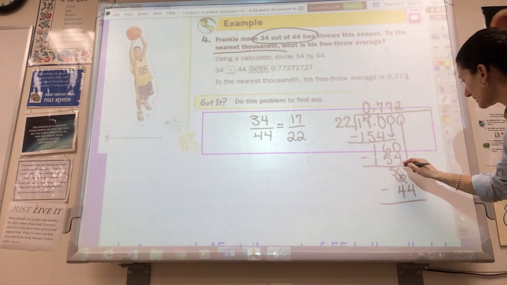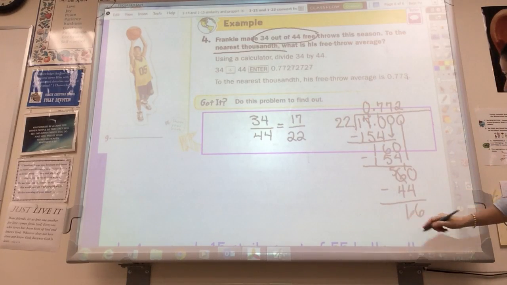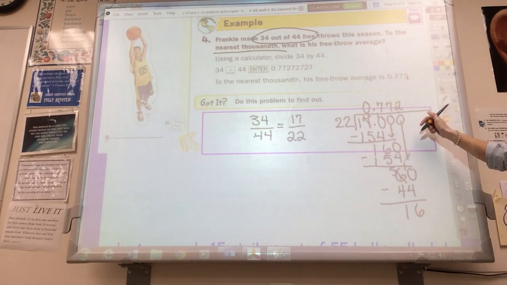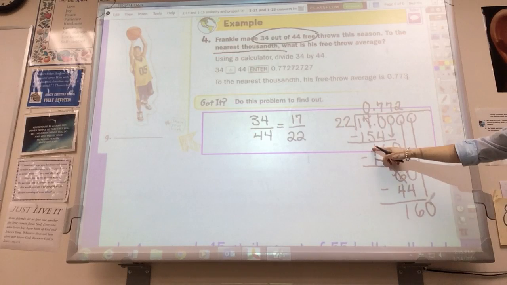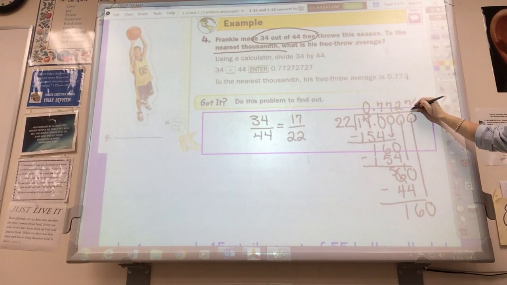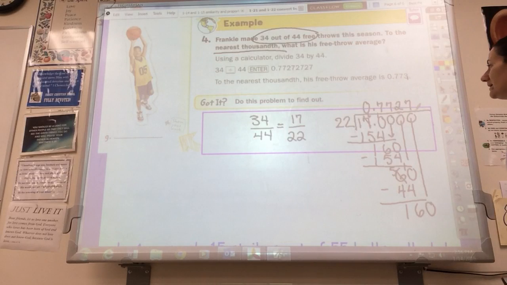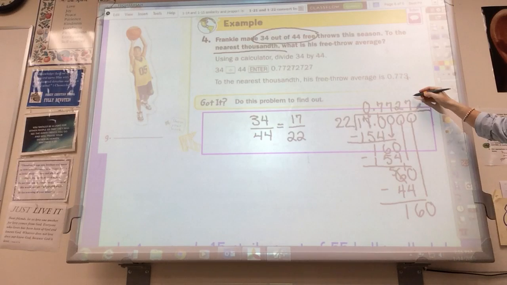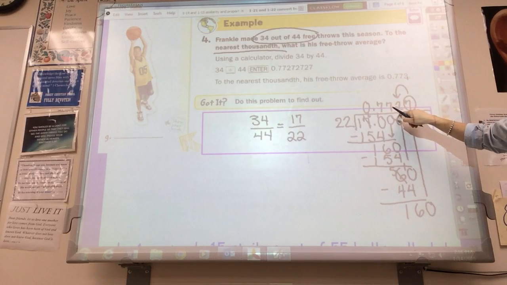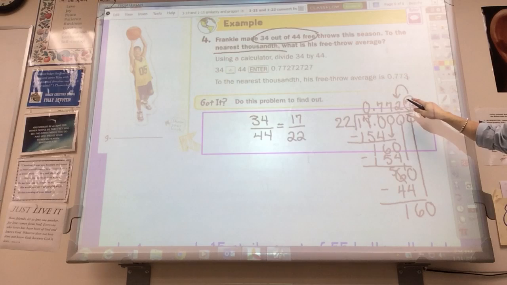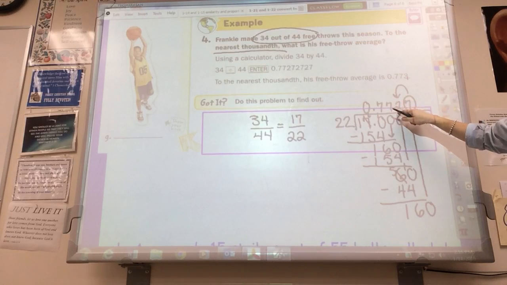If I subtract, see where I was, I get 16 again. Oh, I noticed that happened up there. And 22 goes into 160. We already did that. 7. So that tells me 2 things actually. Since I was just rounding to the nearest thousandths, I can take this number and use it to tell me whether I round the thousandths place up or down. And in this case, since this is more than 5, I'm going to round this up.